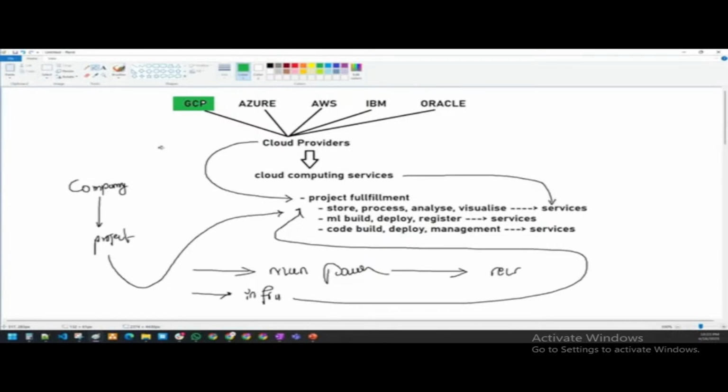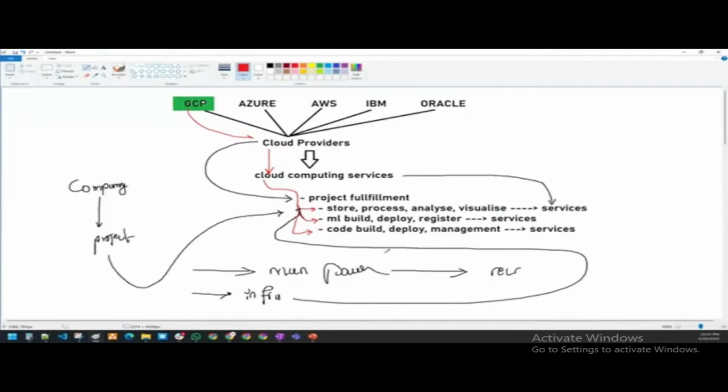Now the definition is very simple. Google Cloud Platform is one of the leading cloud providers, which provides you the cloud computing services required for you to store the data, process the data, analyze the data, or build your application, scale your application, or deploy your application and management. So this is what GCP is.